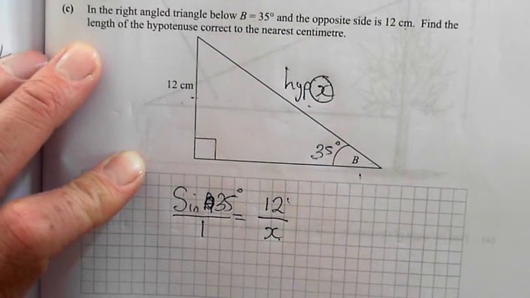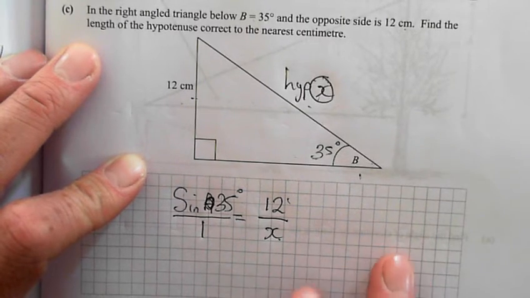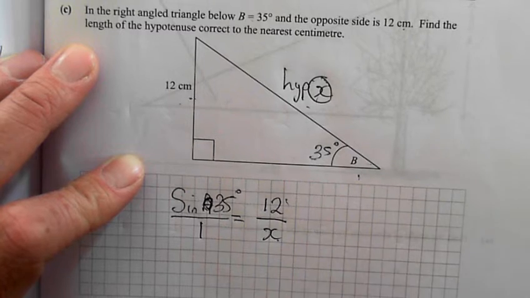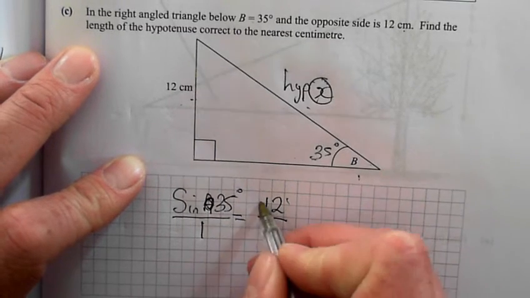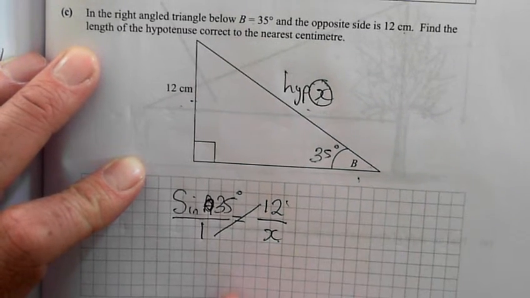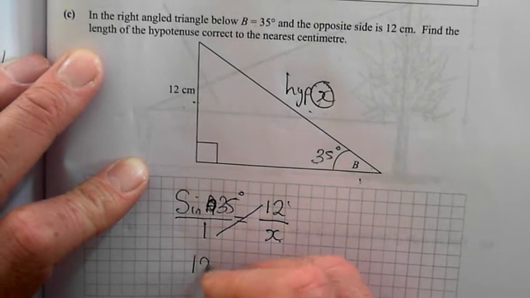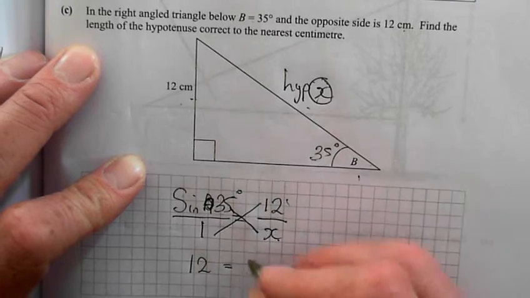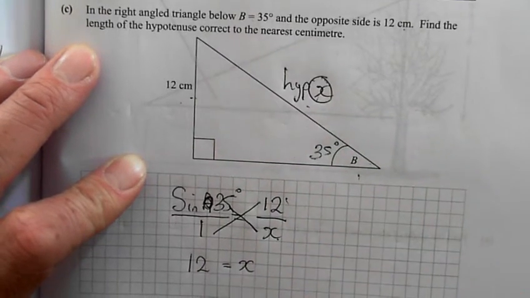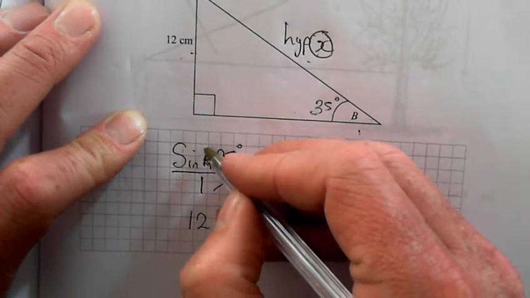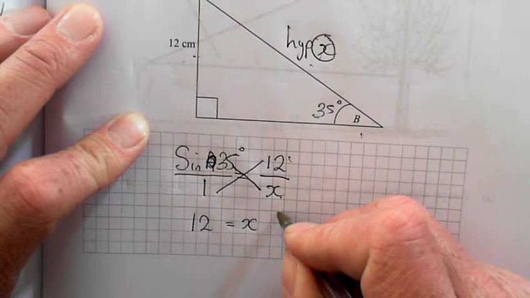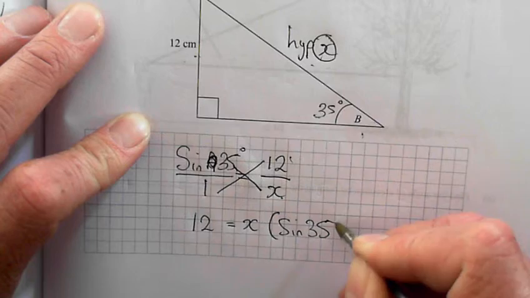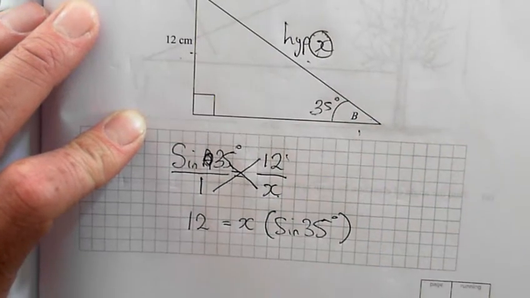Now if we have two fractions with an equals in the middle, you can do a thing called cross multiply. So 12 times 1 is? 12. And x times, this is how you write it, x times the sine of 35 degrees. Alright.